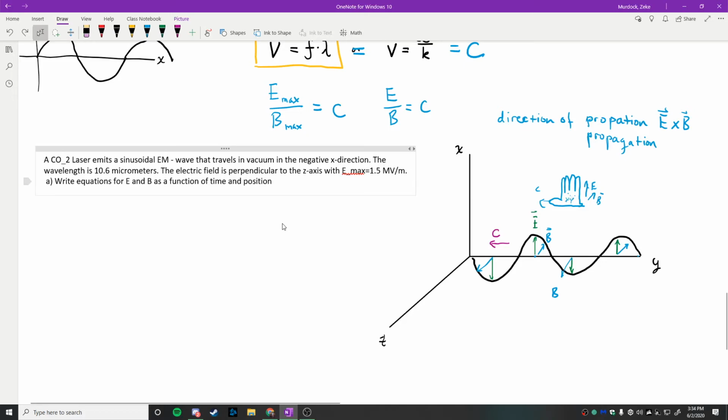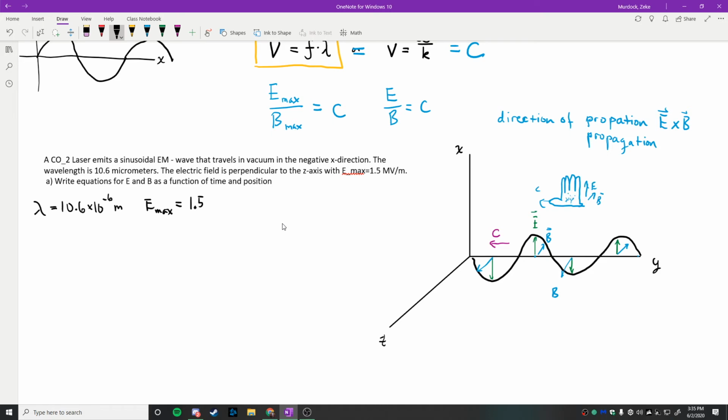And now we want to write the electric and magnetic fields as a function of time if we know the following information. We know that the wavelength, lambda, is equal to 10.6 micrometers, so that's 10.6 times 10 to the negative 6 meters. The maximum value of the electric field, E max, is equal to 1.5 times 10 to the 6th volts per meter. And what else do we know? That's all we know. We have to solve for the other information.